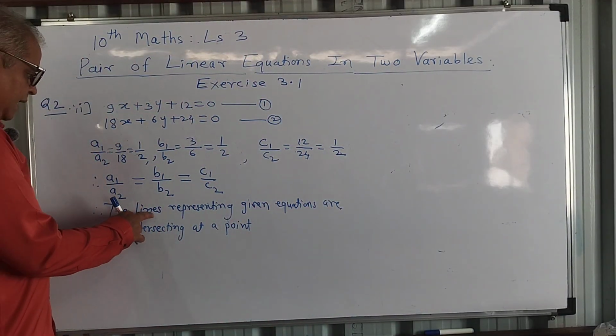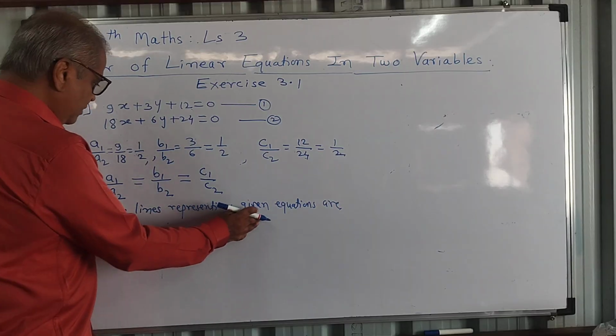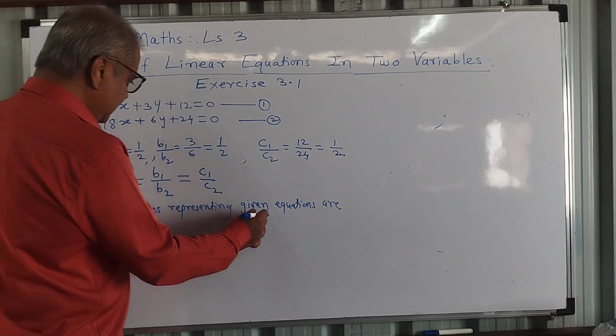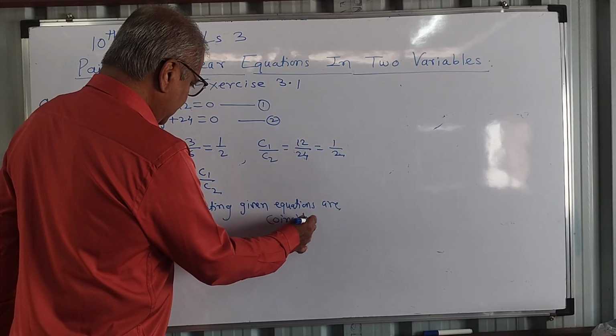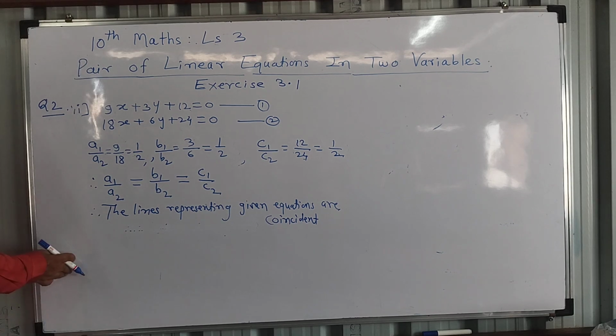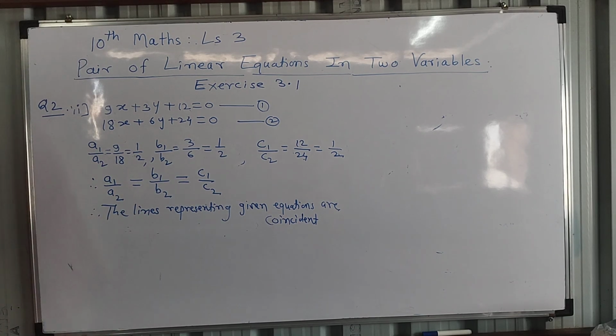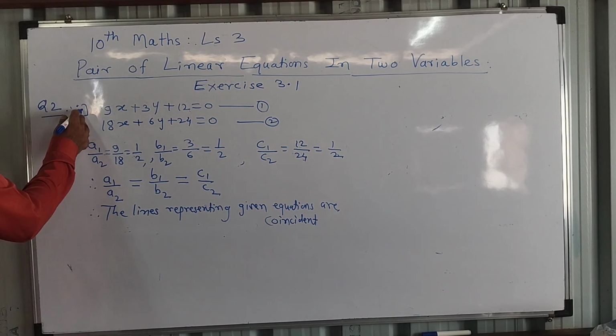So we can write the lines representing the given equations are coincident. It has infinitely many solutions. Equations are consistent, but that is not asked. So only the nature of lines is written, the lines representing given equations are coincident. We will go for question number 3.